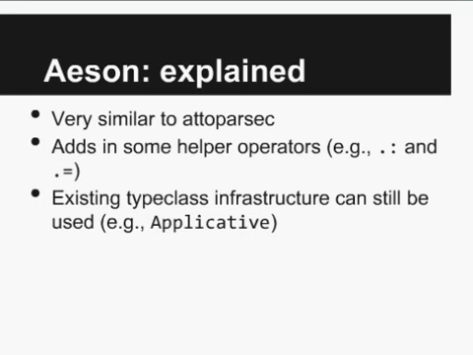We have functions such as the object function. In this case, we've also thrown in some new operators. So we had the .: and the .= operators, which were used for parsing and rendering, respectively. And we were able to use the existing type class infrastructure, in this case Applicative. Let's go back to the code to just have another look.